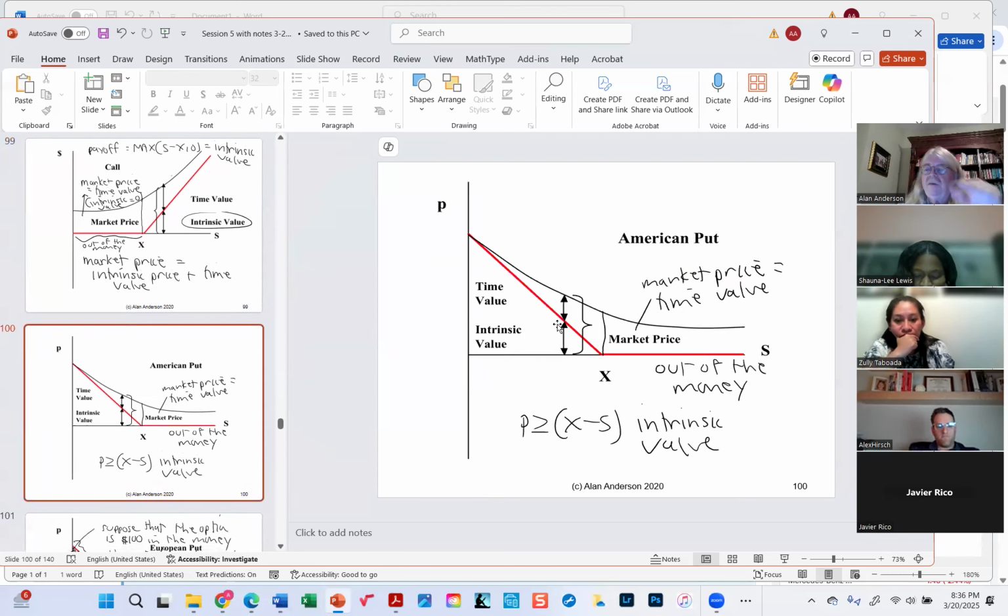Same thing with the put. Now remember here, there's 2 different graphs. We need one for the American put. And you can see again, no matter where the payoff is, the market price is higher than that. And the difference between the two is the so-called time value. The gap on the bottom there, the payoff, is often referred to as the intrinsic value.